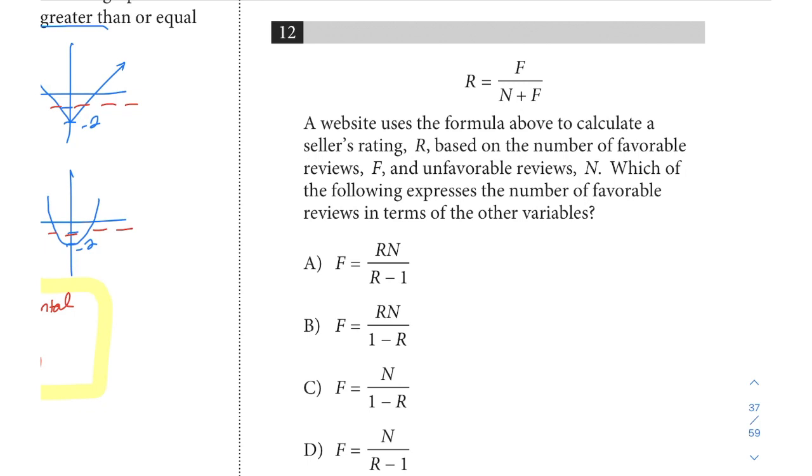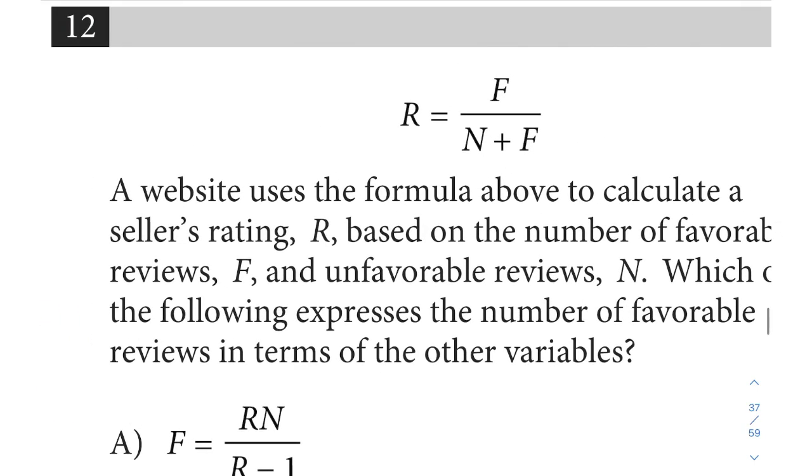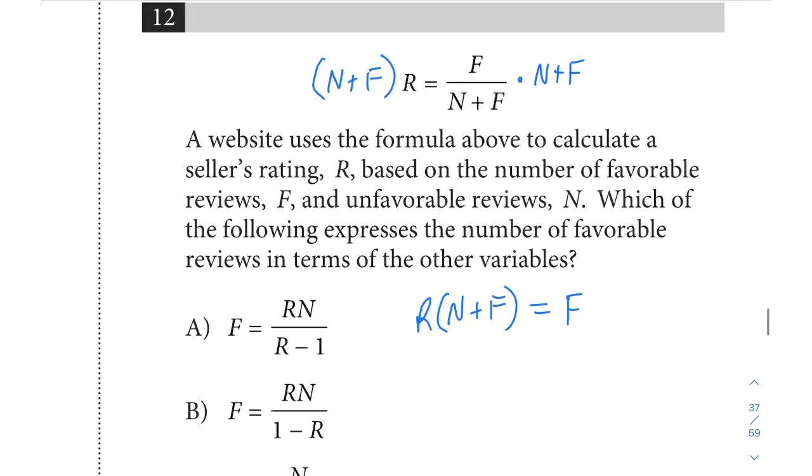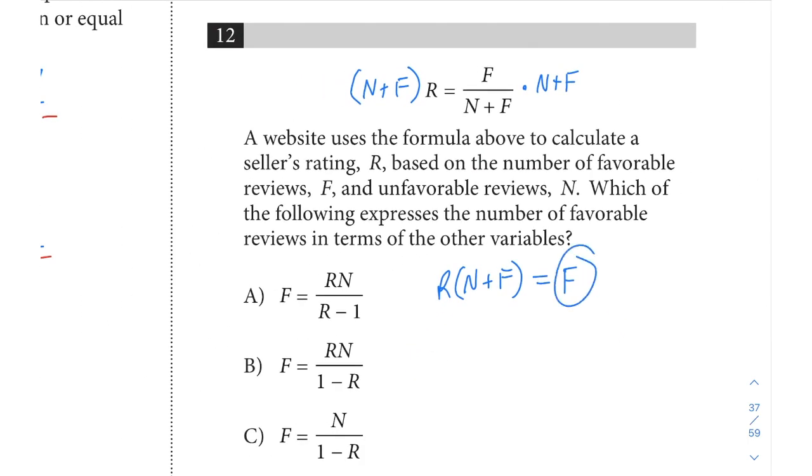Now, a lot of times, I see students on this question multiply both sides by that denominator of N plus F, which is great. That is exactly what we want to do. In order to cancel that out, we're multiplying times N plus F on both sides. And so a lot of students will write something like this on their page, and they'll have R times N plus F equals F. And then they look at their answer choices and go, well, I have F by itself, but I don't see anything that says R times N plus F.